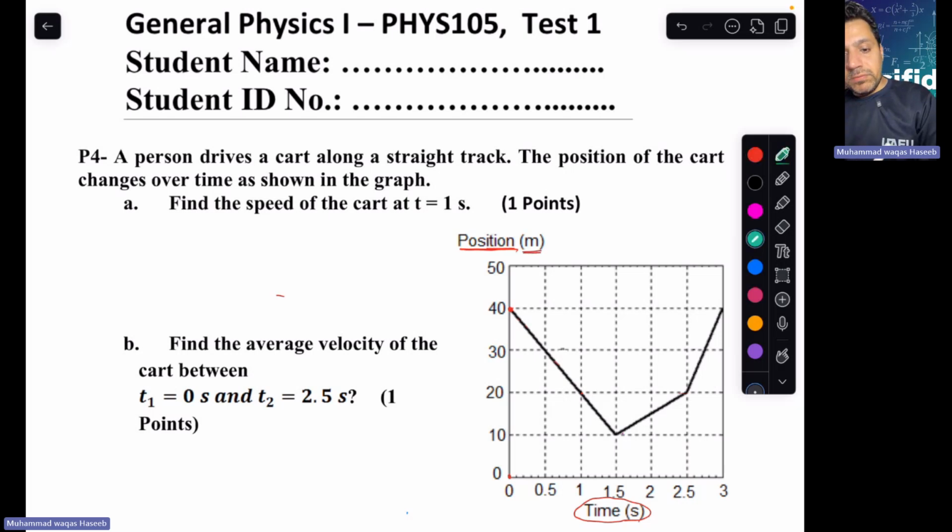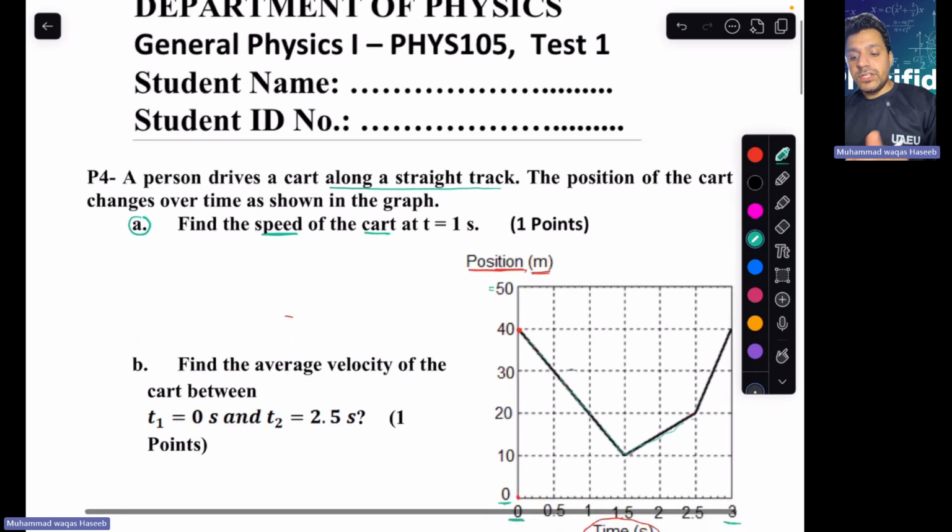The first problem: a person drives a cart along a straight track, so it's a 1D problem. The position of the cart changes over time as shown in the graph. The position changes like this, and then like this, and then like this. The time domain is from 0 to 3 seconds, and the position domain is from 0 to 50 meters. So the question is, find the speed of the cart.